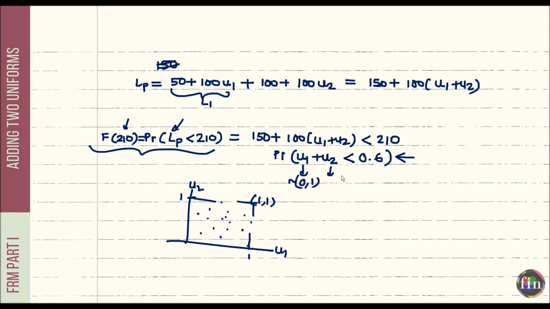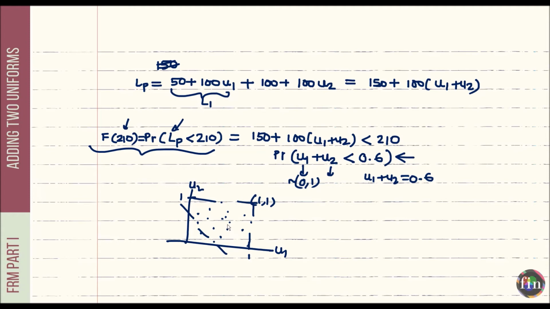Okay, now if I want to find the probability that U1 plus U2 is less than 0.6, let's first plot that set of points for which U1 plus U2 is equal to 0.6. That will be a line which looks something like this. You can convince yourself that the equation of this line is U1 plus U2 is 0.6. Now, what is probability? Probability is like the number of favorable outcomes divided by the total number of outcomes. Here, both the number of favorable and the total number are infinite. Okay, we are not talking about a discrete distribution. We are talking about a continuous distribution here for both U1 and U2.